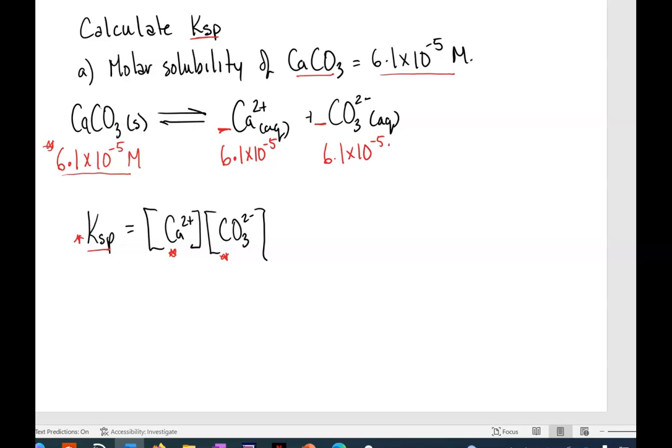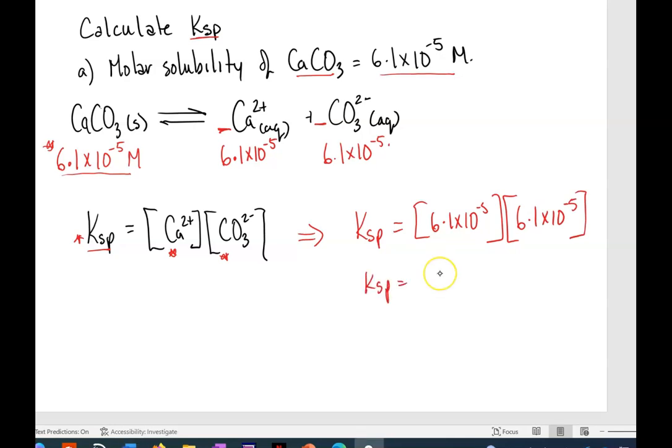To calculate the KSP, we simply substitute in our concentrations, 6.1 times 10 to the minus 5 times 6.1 times 10 to the minus 5, and square those numbers to get the KSP. This should give you 3.7 times 10 to the negative 9. And again, the magnitude of the KSP is telling us it's very low solubility. So why don't you try number 1C and try number 3, all right?